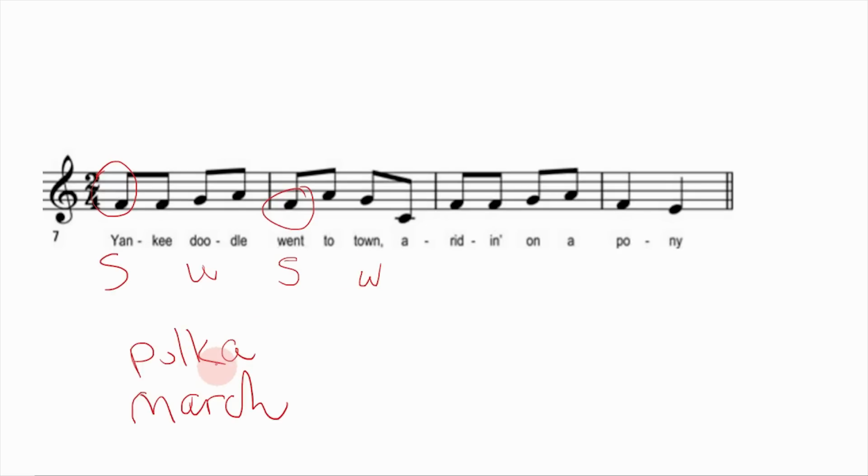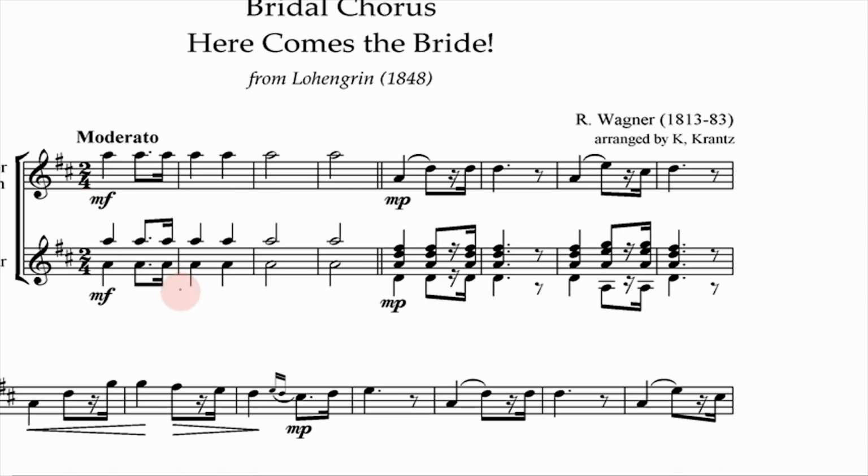Generally, this time signature is reserved for polkas or marches, which tend to be really fast and upbeat, but sometimes you'll also have slow marches, like Chopin has a famous funeral march, which is really slow and somber. Even though there's some really wacky dotted rhythms in Wagner's super famous bridal chorus, which we'll listen to in a moment, of course, you'll easily notice how there's an emphasis on beat 1.